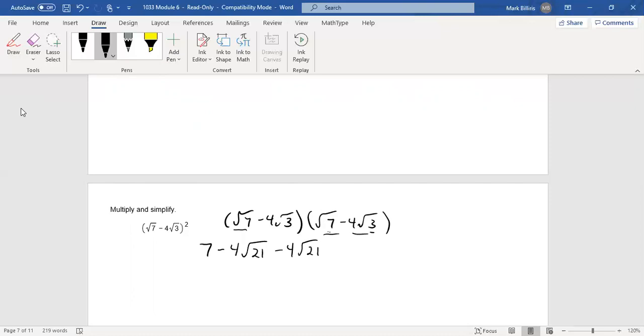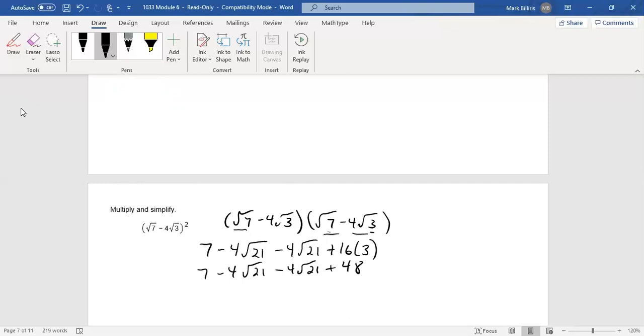Now for the last, I'm multiplying -4 square roots of 3 times -4 square roots of 3. -4 times -4 is positive 16, and the square root of 3 times the square root of 3 is 3. Remember, radical times itself removes the radical sign. So let's go on further. So what I'm going to do right now is just rewrite the first 3 terms and simplify 16 times 3, which is 48. Now I'm going to combine like terms.